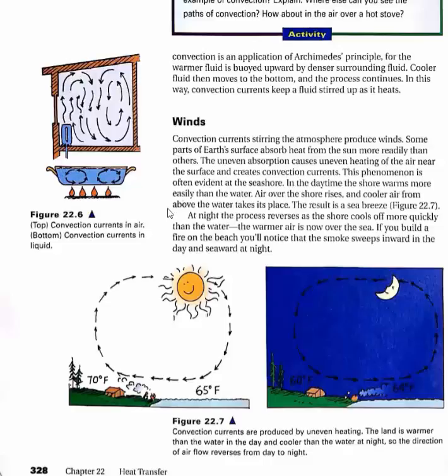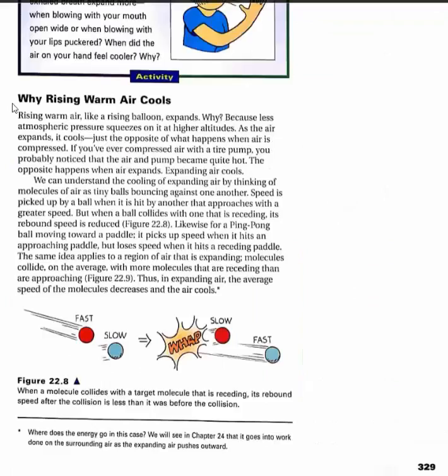At night, the process reverses as the shore cools off more quickly than the water. The warmer air is now over the sea. If you build a fire on the beach, you'll notice that the smoke sweeps inward in the day and seaward at night. Why rising warm air cools?